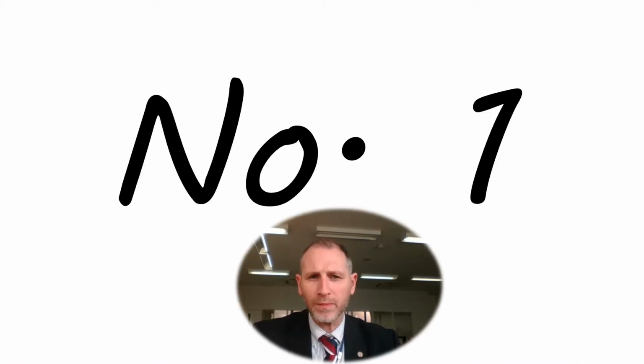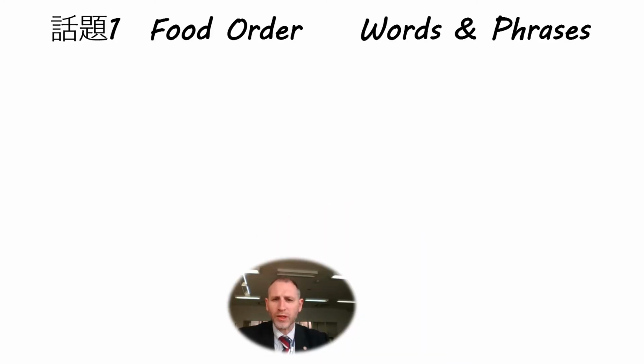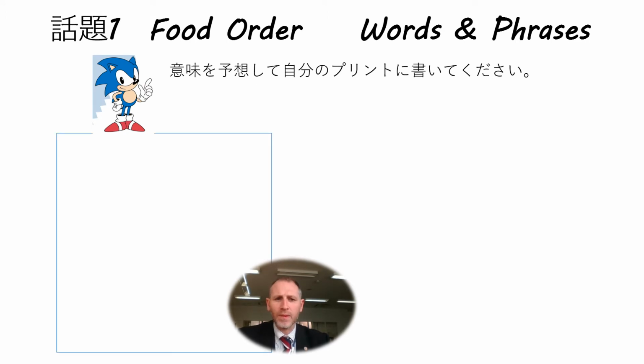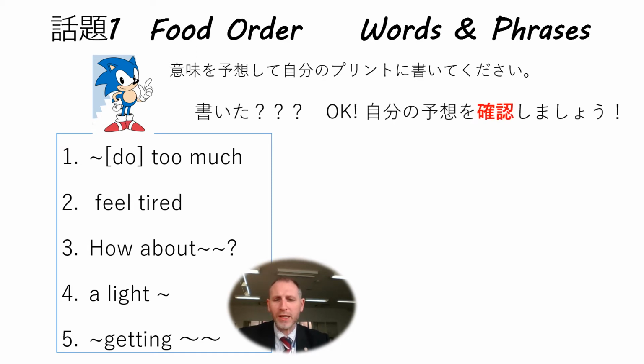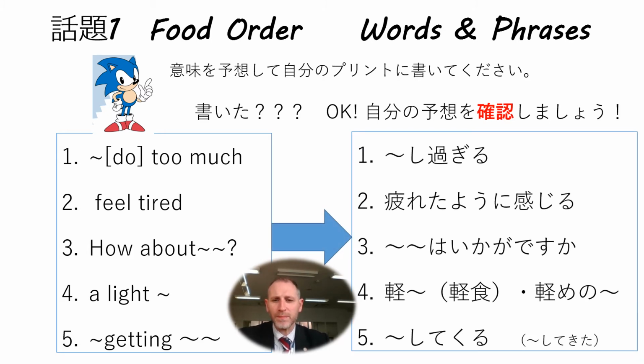Okay, problem number 1. Food ordering. First, let's look at the following words and phrases. And again, use your print to think about what these words and phrases mean and write their equivalent meaning in Japanese and then check with the video. So first, do too much, feel tired, how about, alight, getting. Now think, what do these mean and write them in your book. Pause now and play. Okay, here come the answers. All right, so this is what the answers are. Are your answers close? I hope so.